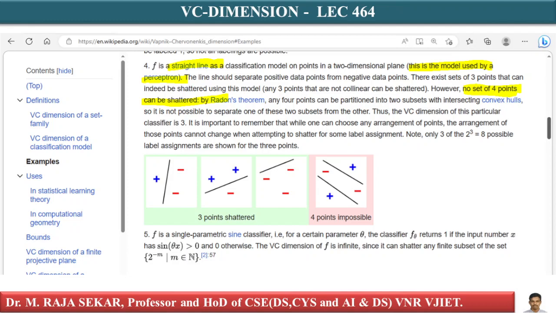This is the example that is given. One plane cannot separate the points, but two planes can. If you observe this, you have two planes here, isn't it? Two planes can, but one plane cannot shatter 4 points. That's why the VC dimension of this particular classifier, a linear model, is 3.